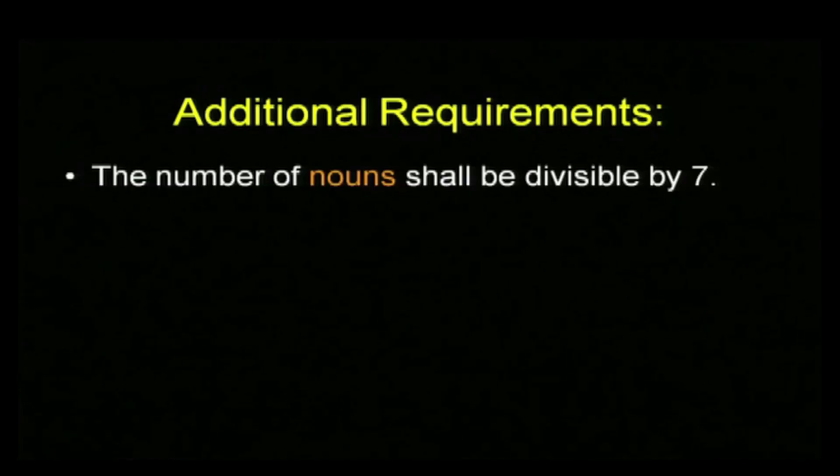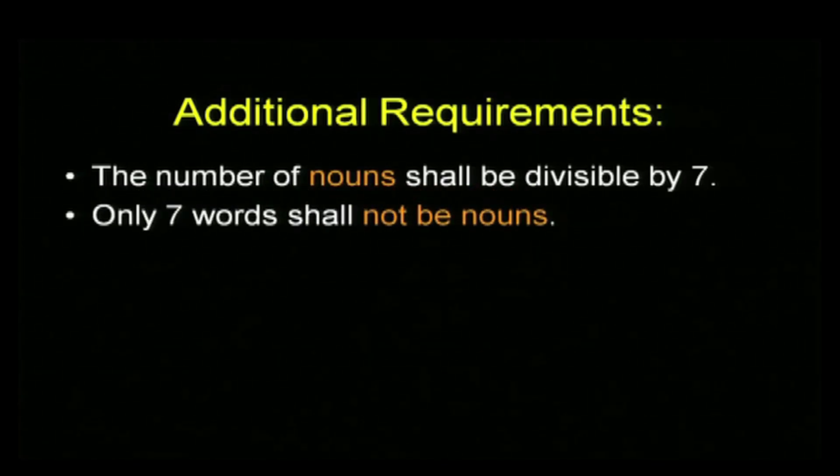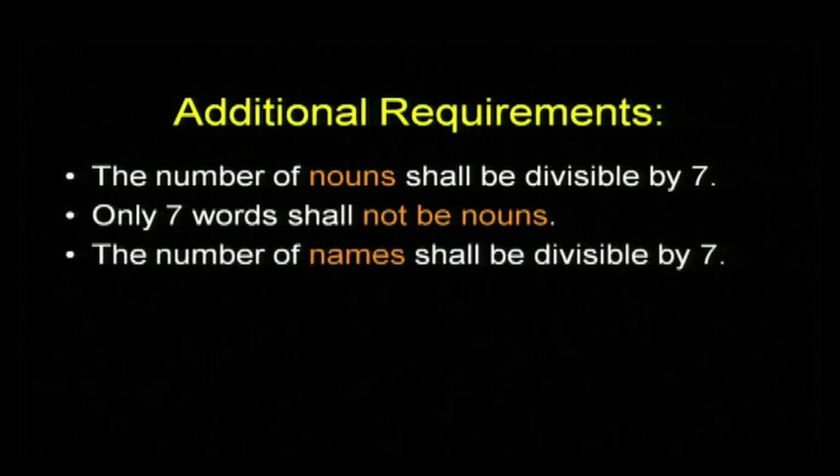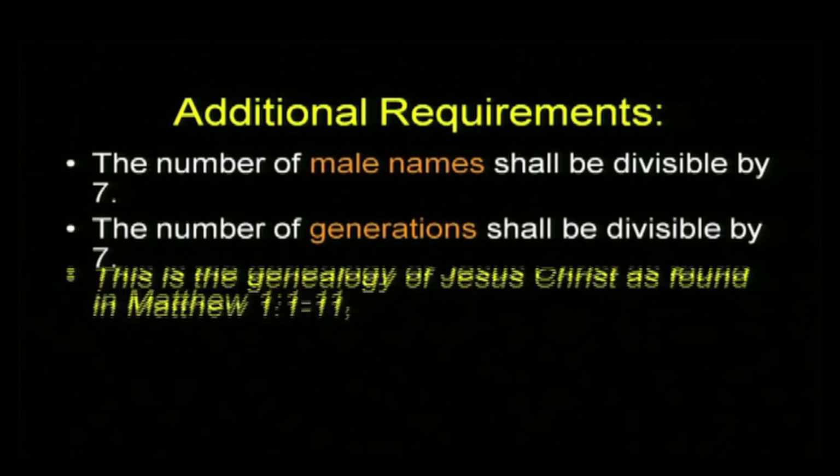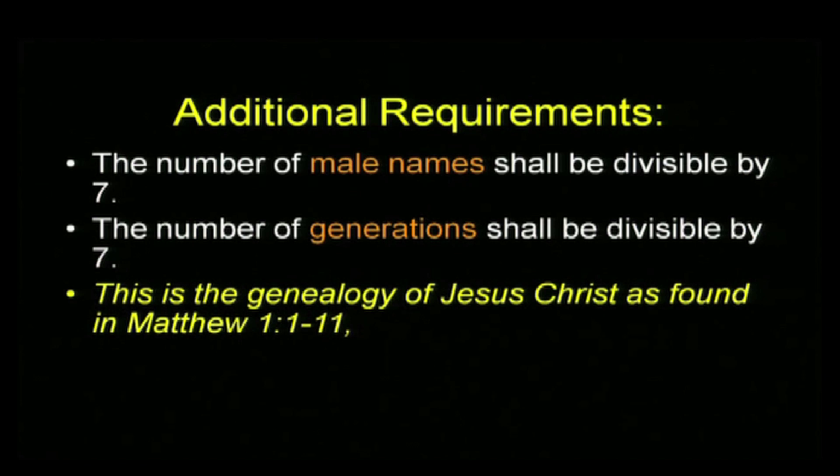The number of nouns should be divisible by 7. Only 7 words won't be nouns. And the number of names should be divisible by 7. Only 7 other kinds of nouns are permitted. Anyone still playing? And there are some other things here. The number of male names is divisible by 7, and the number of generations. And you've probably guessed what I'm doing here. I'm describing to you the genealogy of Jesus Christ in the first 11 verses of the Gospel of Matthew. They meet all those rules.